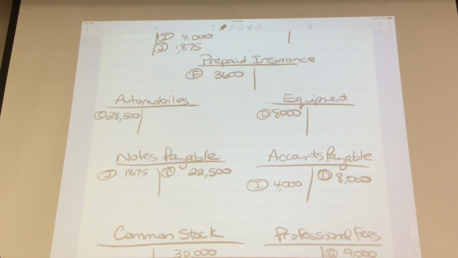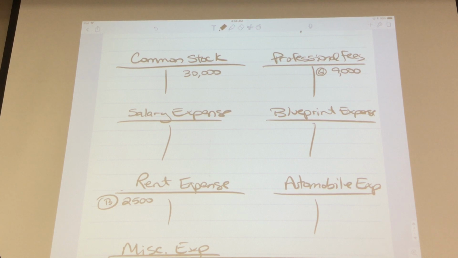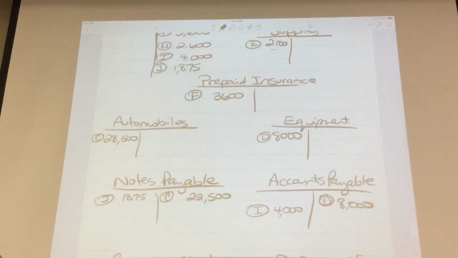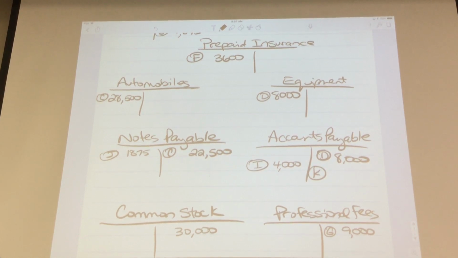All right, letter K, received an invoice for those blueprint services where we have an expense, but an expense we've not yet paid. So we debited the expense account, blueprint expense, for 5,500, and we credited what account? Accounts payable. We owe for this amount. We incurred a liability, so that's a credit for 5,500 to accounts payable.